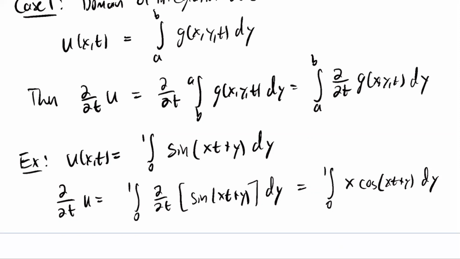For this example, you could do maybe some u substitution to evaluate this integral. Notice that the x doesn't depend on y, so you can just factor the x out. I'm not going to do that calculation now. At this point, everyone can evaluate this. It's okay if your answer depends on x and t, because it has to. It's some function of x and t. You just have to make sure your answer doesn't depend on y when you calculate the integral, of course.